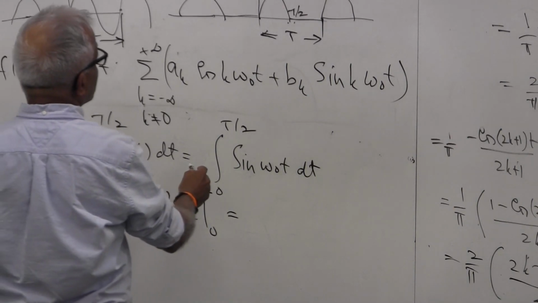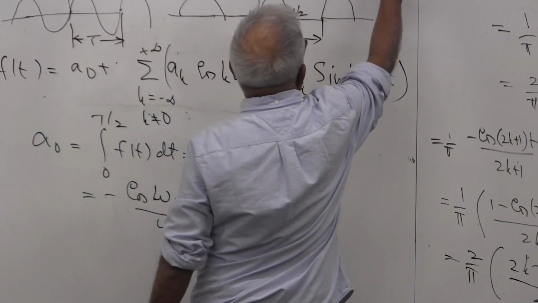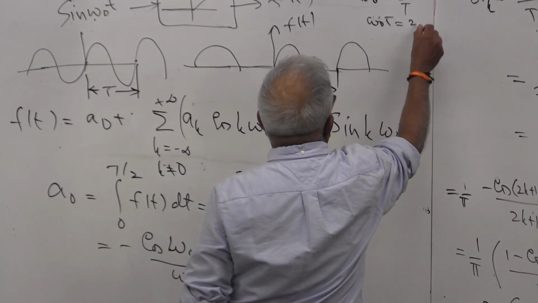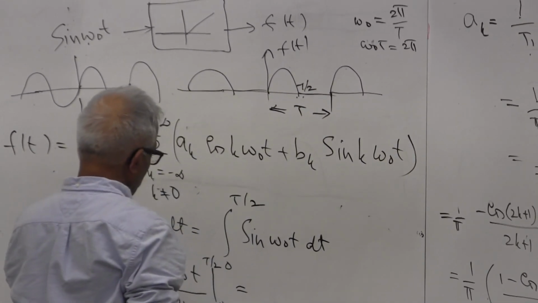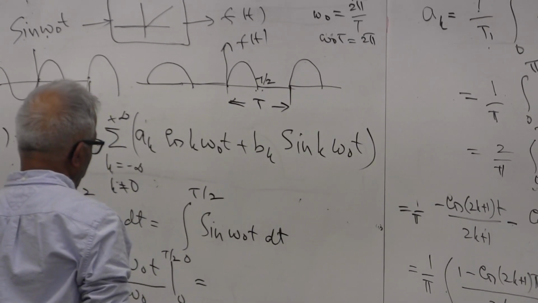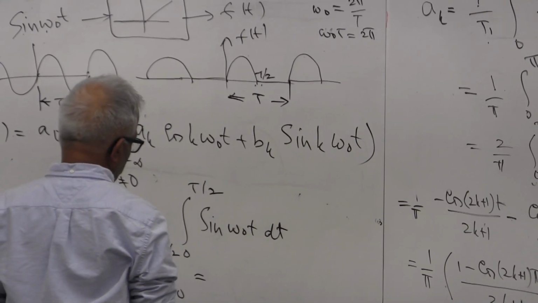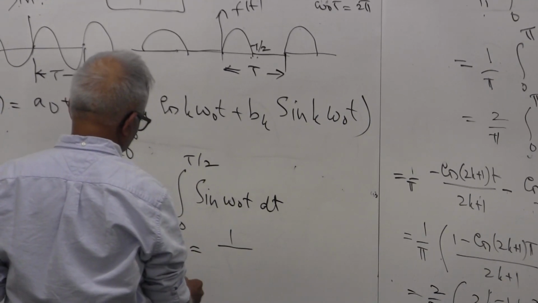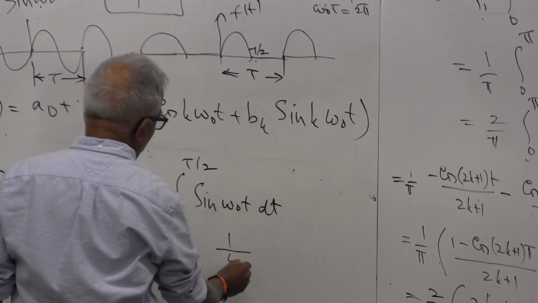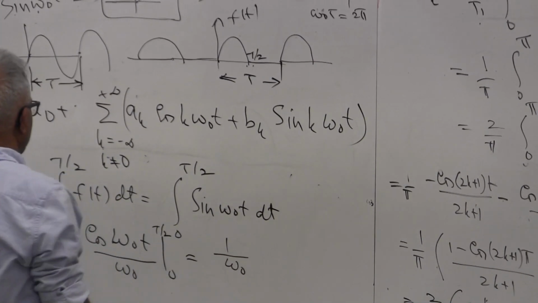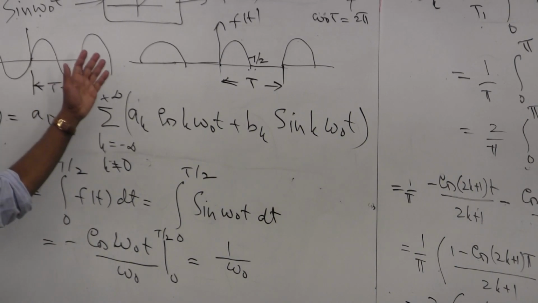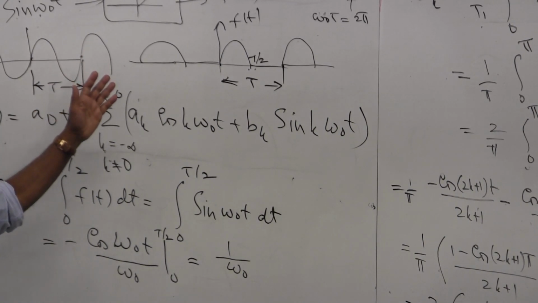So omega naught T is 2 pi over T, or omega naught T is always, remember this, 2 pi. So when you substitute here, omega naught T by 2 will be pi. So cos pi is minus 1. So this minus minus goes away, 1 over omega naught, so that's the A naught. Then you need to find out A k and B k here because there is no symmetry.